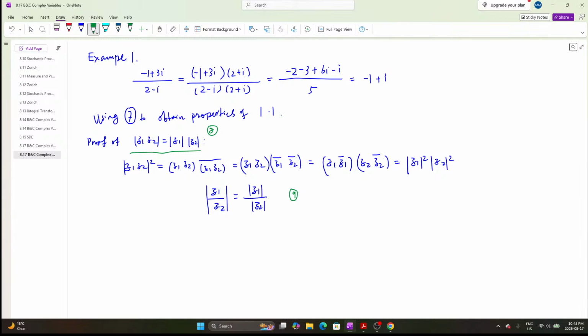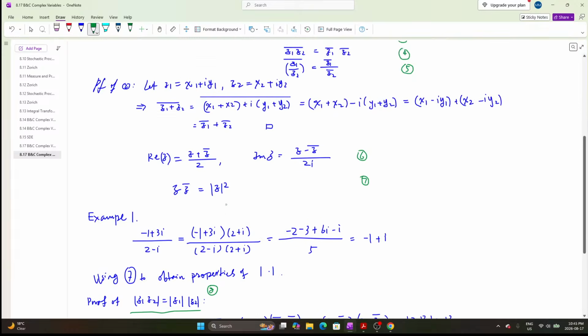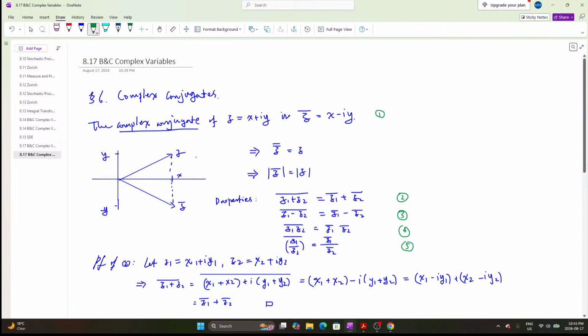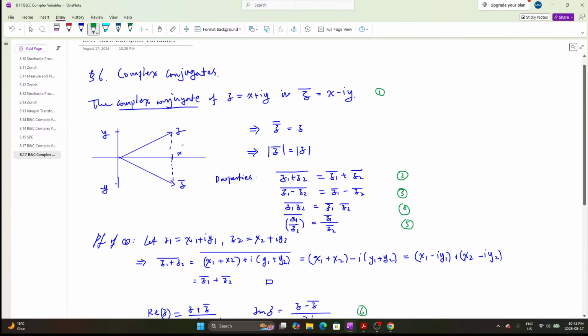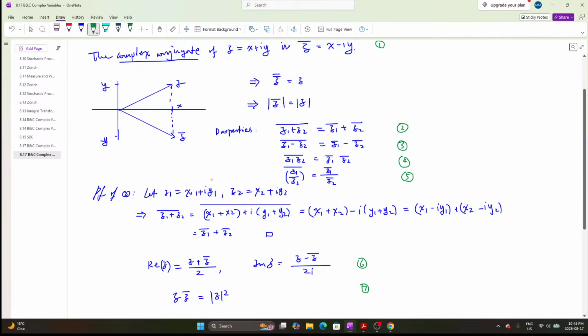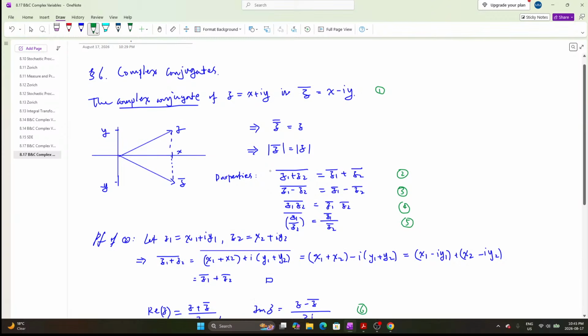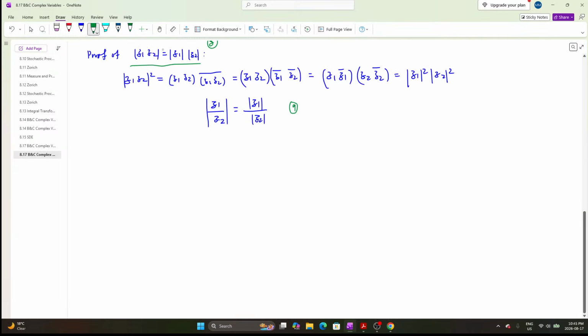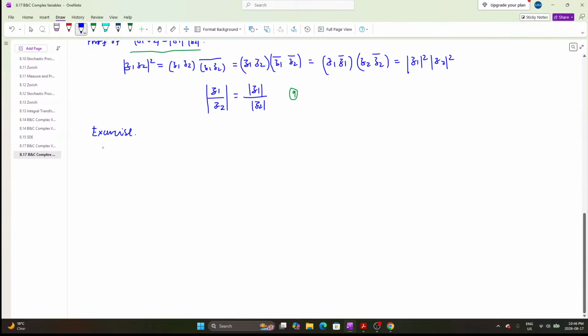So that's pretty much this section. The main text is very succinct. It's just a definition of the complex conjugate and some properties. Let's now do the exercises for this section. It says now use the properties of conjugate and moduli to show the following.